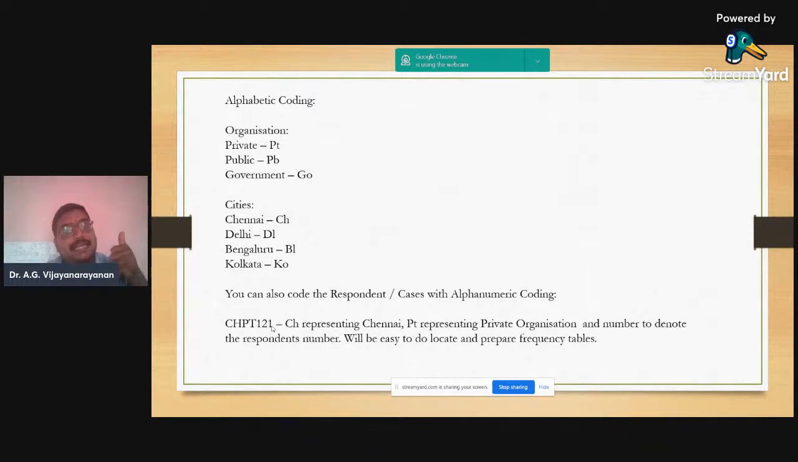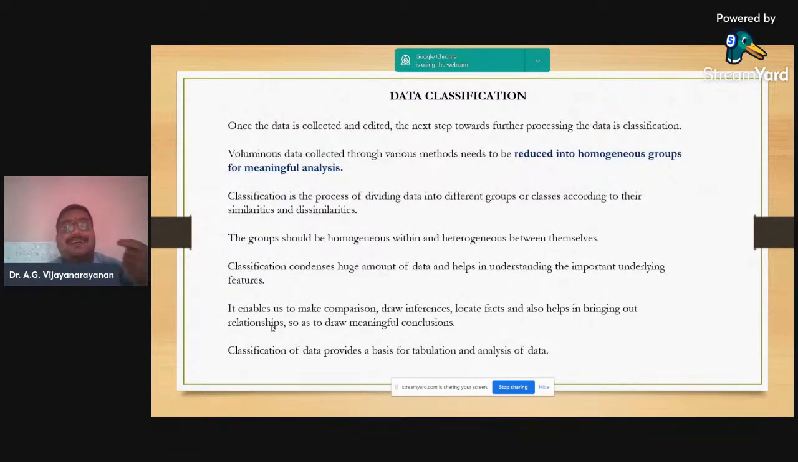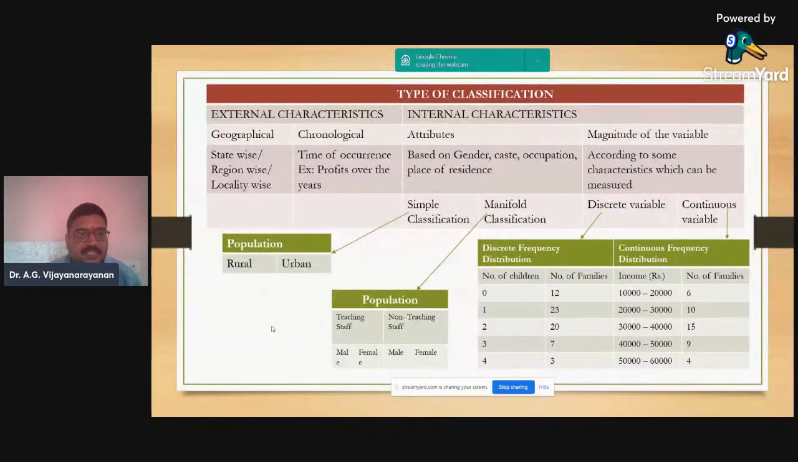So we saw what is data editing and what is data coding. Then comes data classification. We can classify based on certain homogeneity. That is what we call data classification. You can see it here. Geographically, I can divide state wise, region wise, locality wise. You can see a simple classification: rural, urban. I'm dividing the entire population into rural and urban.